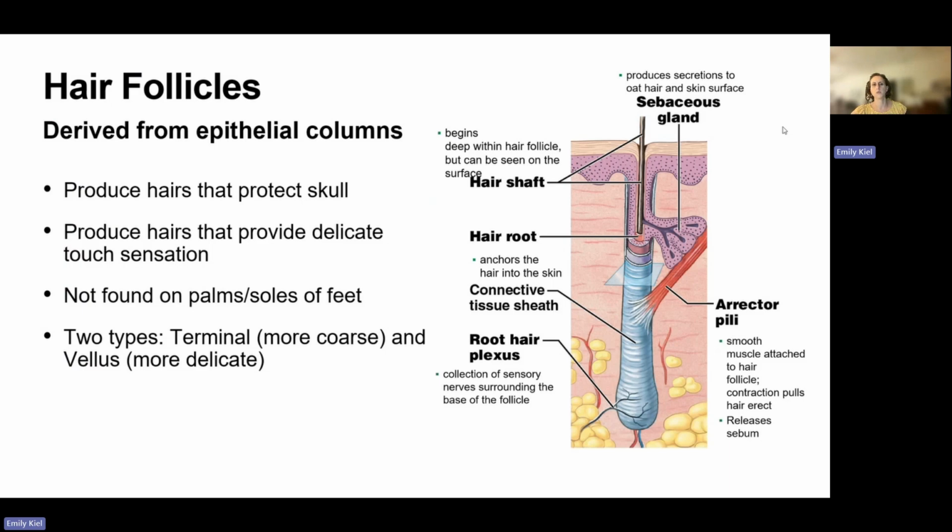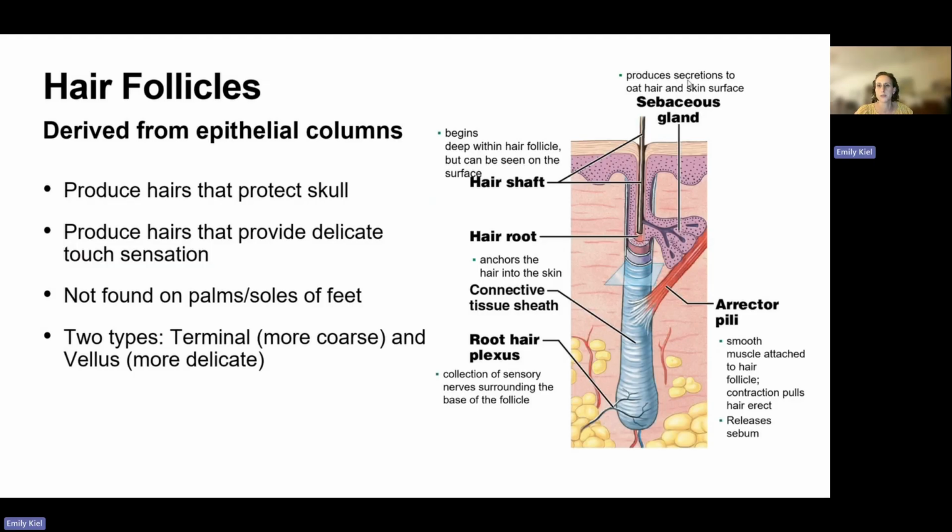So terminal hairs, you would think like hairs in your axilla or hairs in the pubic area, versus your vellus hairs are those really fine hairs on like your face that people are microblading. Think about those with vellus hairs.